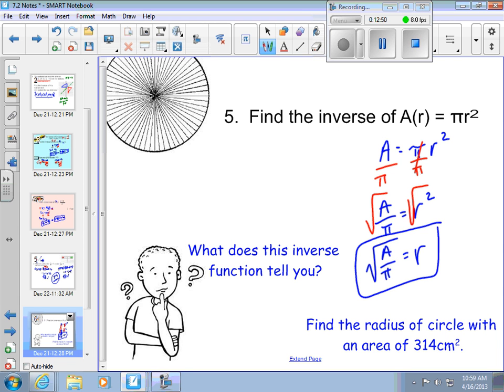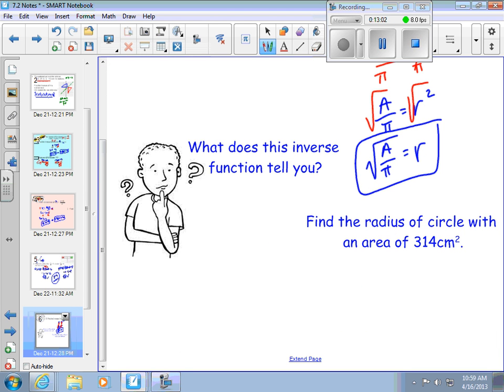Why is this useful, or what could we do? Well, now we could answer the second part of this question. They want us to use the inverse to find the radius when the area is 314 centimeters squared. So if we want to figure out what the radius is, all we have to do now is plug in this area. So radius equals the square root of area over pi. If we plug in this area of 314, we can figure that out.